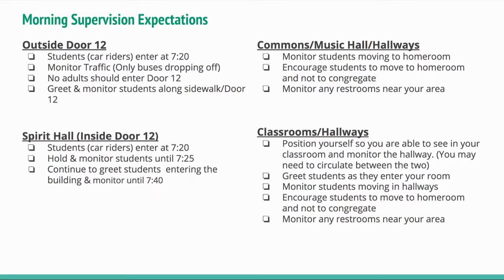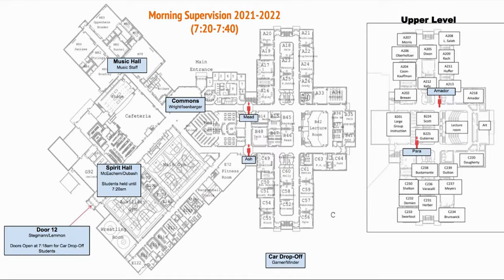So starting with morning supervision, there are some area-specific instructions that you can look at. The basics for the morning is helping students get where they need to go, monitoring them and making sure that they're not congregating too much. There are some restroom instructions on a later slide that we can go over. But in general, like I said, just making sure that students are moving along to where they need to go. So look over your instructions for the area that you're in, just see if there's anything else.